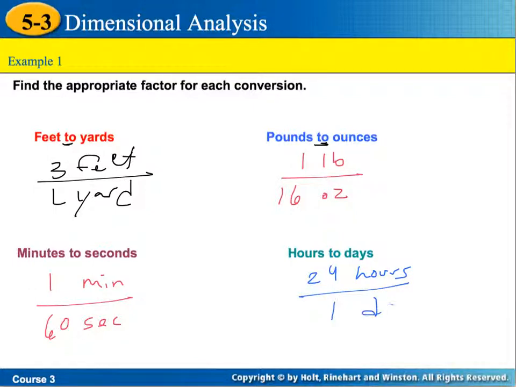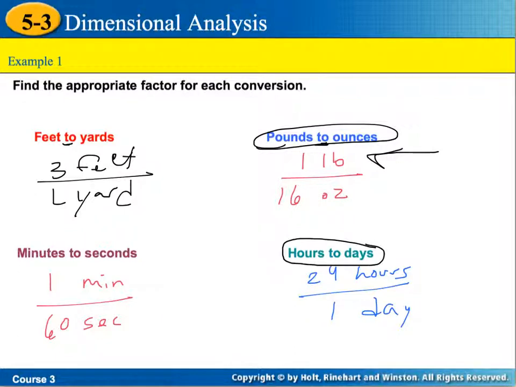in 1 day. Now, as you look at this, you may be wondering, do we always have ones go on top or the other number go on top? It all depends on what you're converting it to. So, for instance, at pounds to ounces, I needed to put pounds on top because that's what the rate asked me to do. Down here, hours to days, I put 24 on top, the bigger number on top, because I'm changing hours to days. Hours comes first, days comes second. So it all depends on what you're changing different things to.